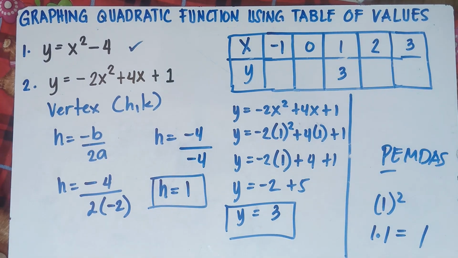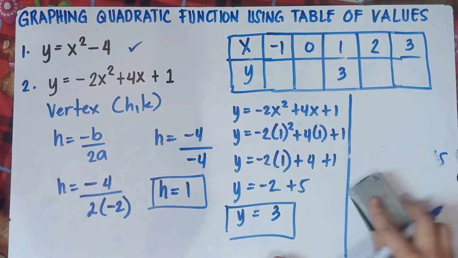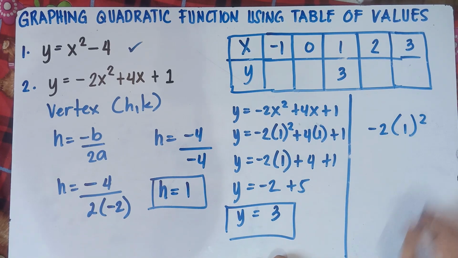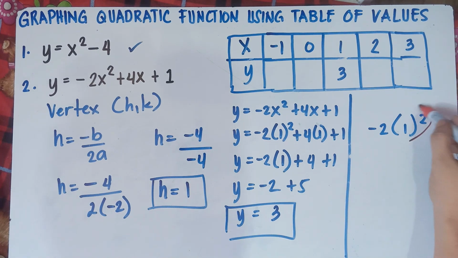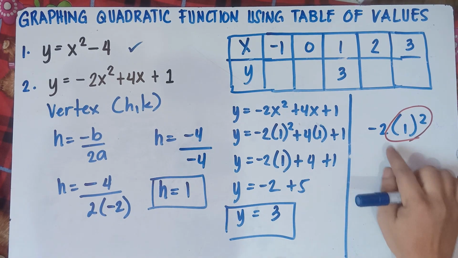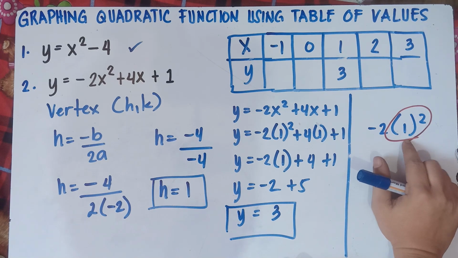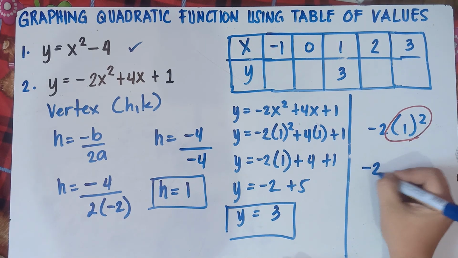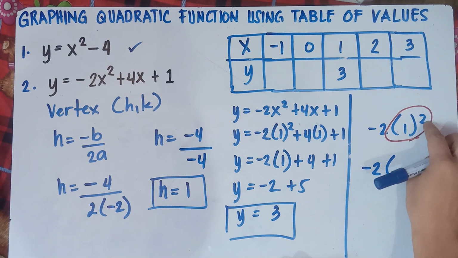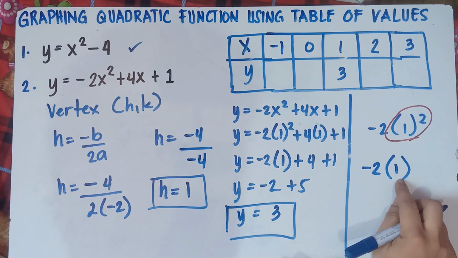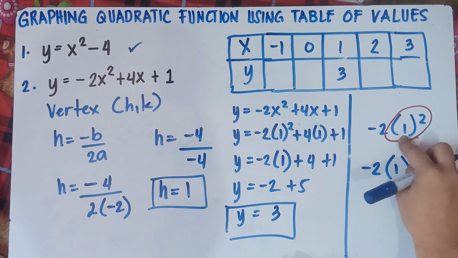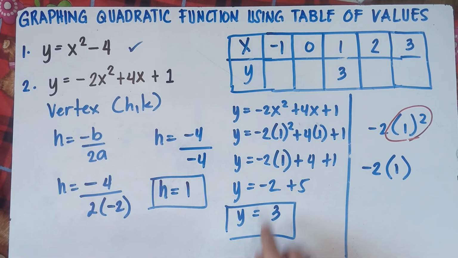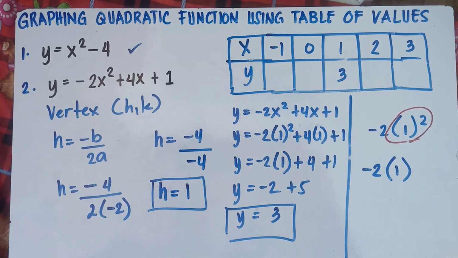Alright, that's it, class. That's how you find the y values. Once again, class, do not be confused in this part. Negative 2, then 1 squared. Always simplify this one first, class. Parentheses, exponent. You cannot multiply negative 2 and 1 because exponents come first. So copy negative 2, then 1 squared means 1 times 1, so 1 times 1 is 1. Then negative 2 times 1 is negative 2. That's why I have negative 2. I hope you're not confused with this one, class.